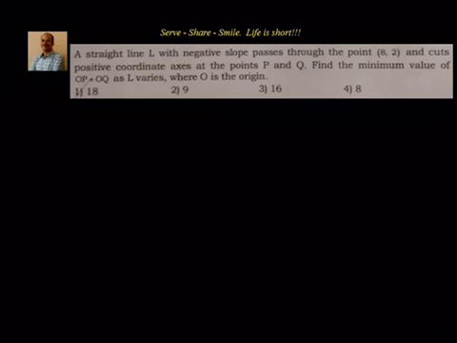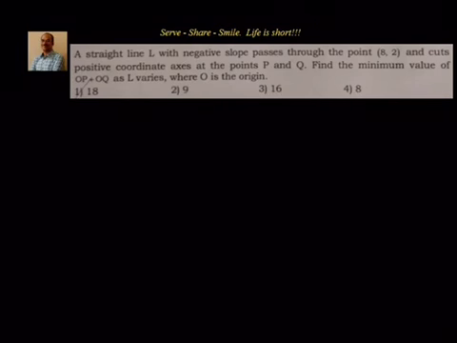Let us look at this interesting problem. We have been given that a straight line with negative slope passes through the point (8, 2) and cuts the positive coordinate axes at the points P and Q. Find the minimum value of OP plus OQ as line L varies, where O is the origin. We have been given a couple of options. We have to pick from them which one is the minimum value.